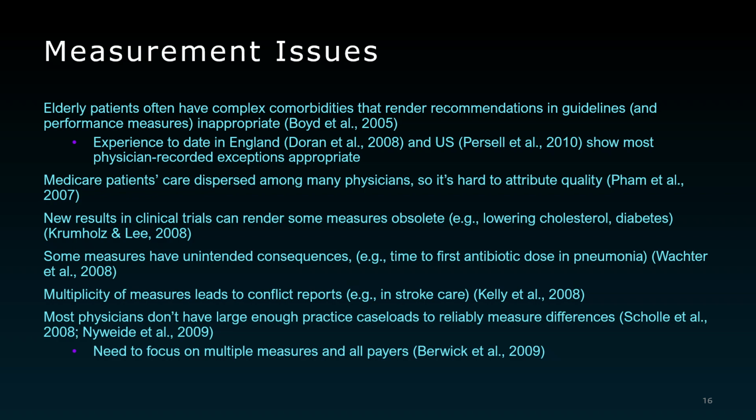Challenges in quality measurement. So let's talk about some of the challenges we face in measuring quality. Because while the idea of just measure and improve sounds straightforward, the reality is a lot more complicated. One big issue is with elderly patients. Many older adults have complex comorbidities. That means multiple diseases happening at once. And in those cases, the one size fits all guidelines that get baked into performance measures may not be appropriate.